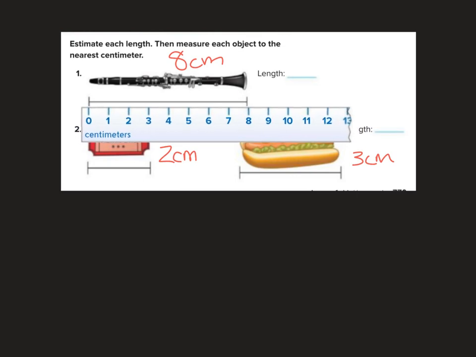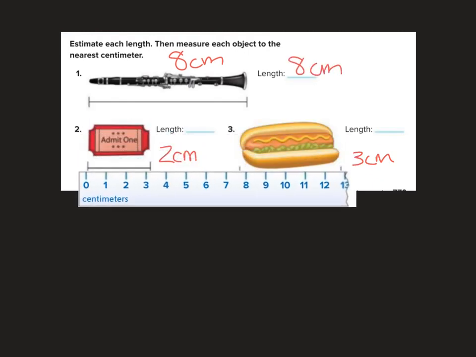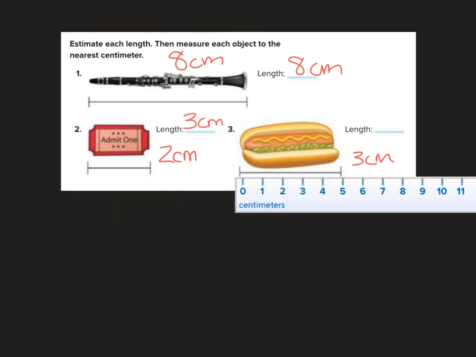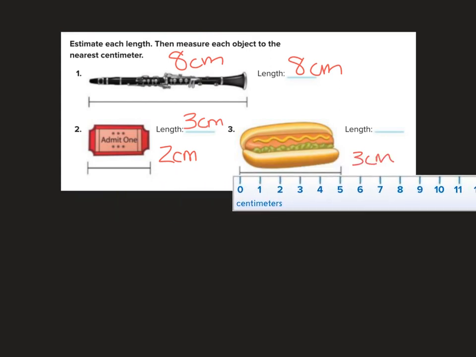So line up the 0. Look at that. Man, am I good or what? 8 centimeters. Nice. Okay, let's bring it down here. Ooh, not good on this one. This one we get 3 centimeters. I mean, that was close, but a little off there. And lastly, this must be bigger than 3 then. 5. Yikes. That was a little off on that one.